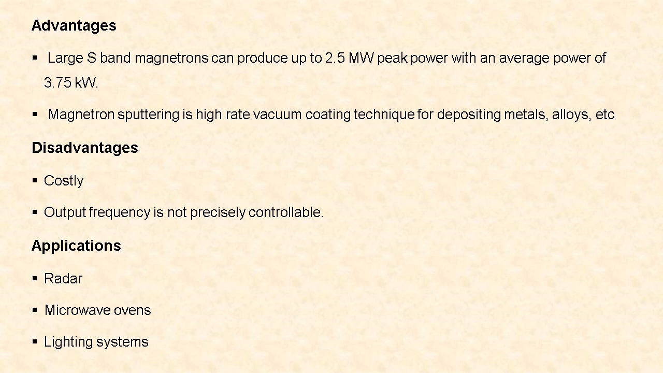Next, let us see the applications of magnetrons. In radars, magnetrons can be used as a signal source to feed the power stage of the radar transmitter. They are also used in microwave ovens for heating purposes. In these ovens, a waveguide leads to the port in the cooking chamber. They are also used in lighting systems, for example, in sulfur lamps.